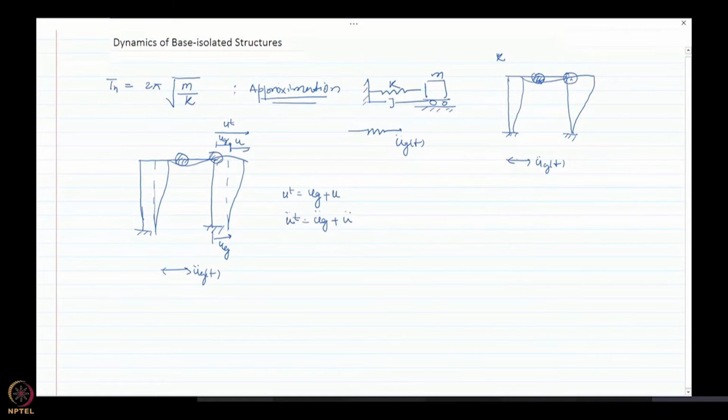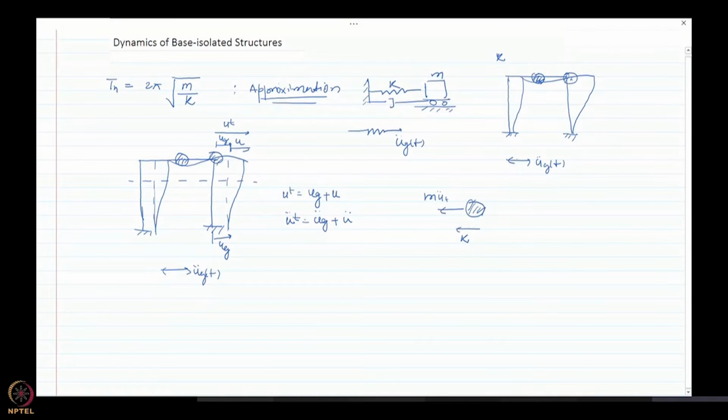Now if you want to write down the equation of motion for this one, we know that you can perhaps cut this structure here and write it. If you consider the free body diagram of this, acceleration is always total acceleration, but deformation or the force in the frame is due to relative deformation. Because of rigid body motion of the structure, it does not induce any internal forces. So the internal forces would be whatever the relative or the lateral stiffness of the structure is.